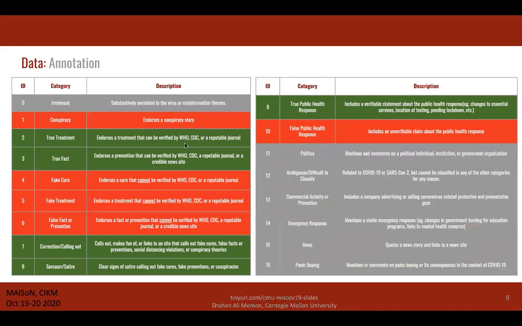Now, if we separate misinformation from true information, this is how we could create the division. In red, you see different misinformation categories such as conspiracy, fake cure, fake treatment. And in green, you see true information. So this includes true treatment, true fact, correction or calling out. Even sarcasm and satire can be characterized as true information. In gray, you see categories that belong to neither of those previous categories. For our study, it was important to create this division, as later when we want to identify communities, it makes it easier for us.